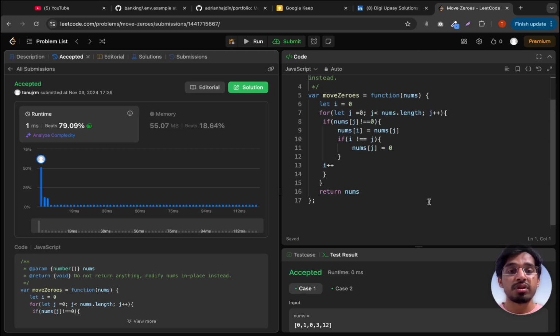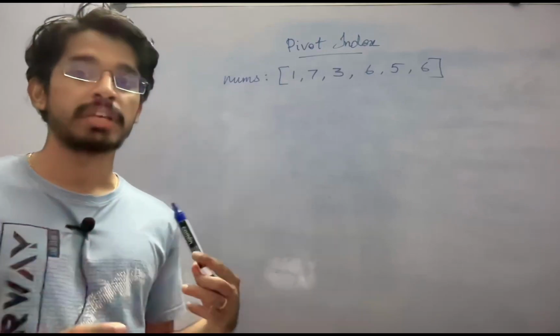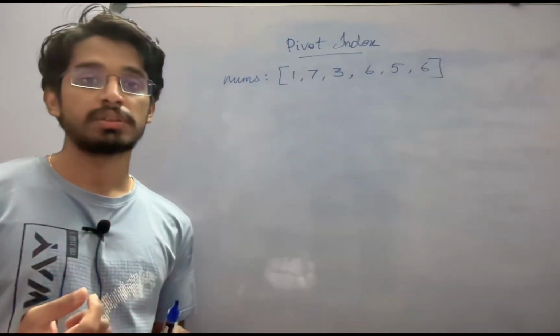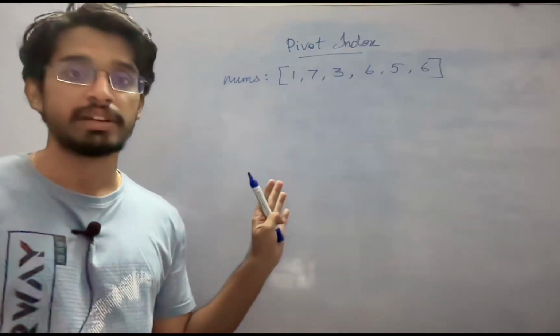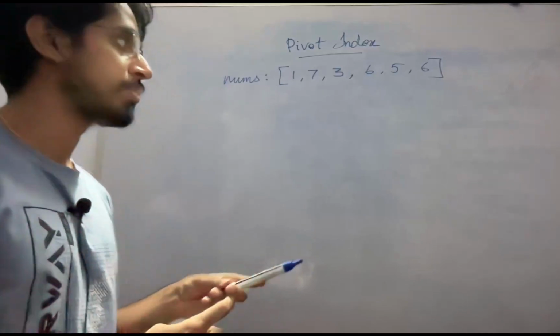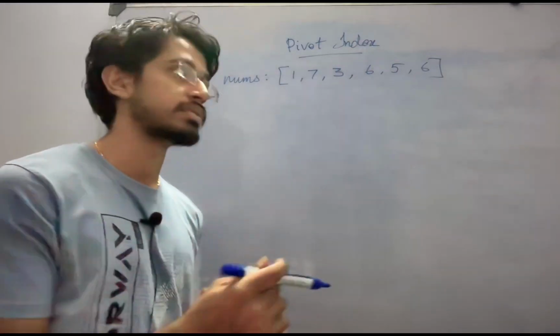So now let's move on to the next problem. This is a problem called pivot index, where you will be given an array of numbers. We need to find the one index where the values on the left side and the values on the right side are equal. For example, you see that this is the pivot index. I'm just right away telling you the answer.